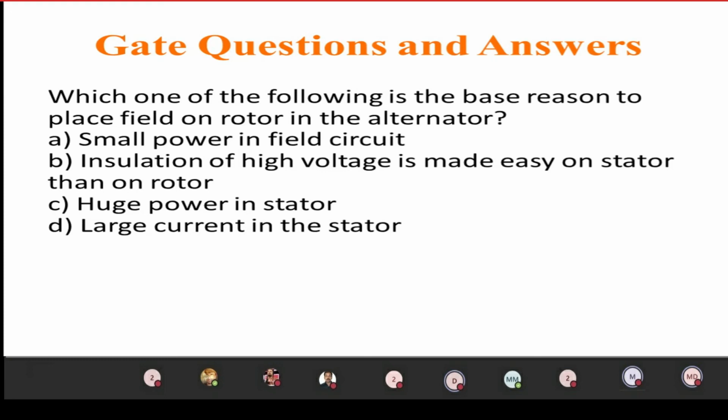So we can take that small power in the field circuit. Small power in the field circuit. Second thing, insulation on high voltage is made easy on stator than on rotor. Huge power in stator. Large current in the stator. So why do we bring the field on the rotor?